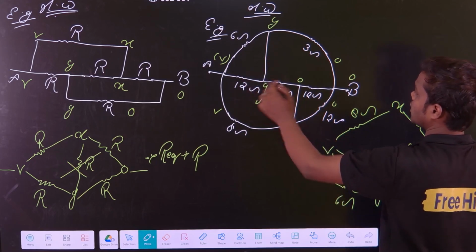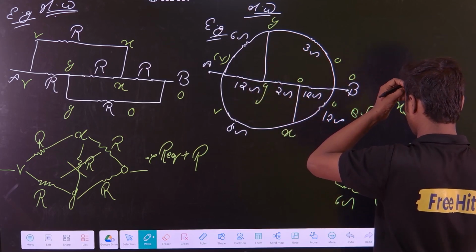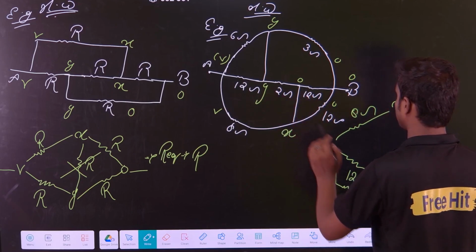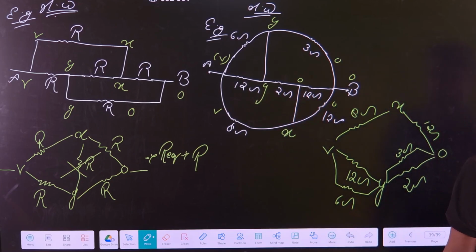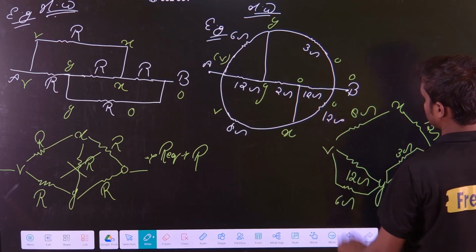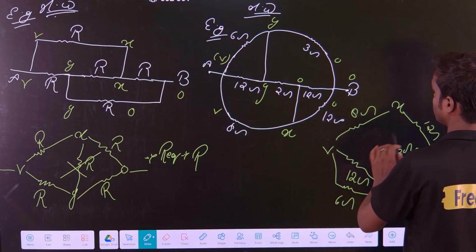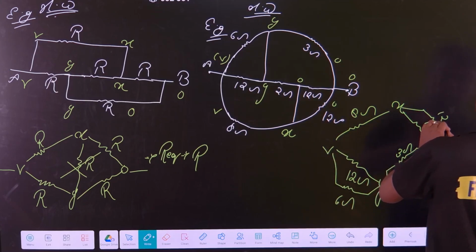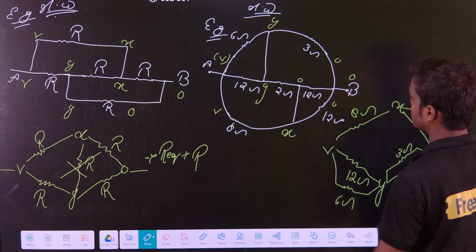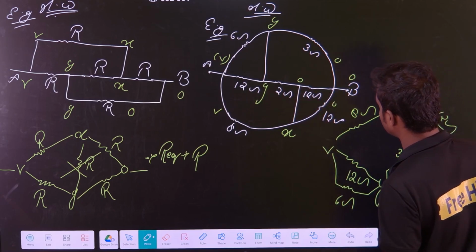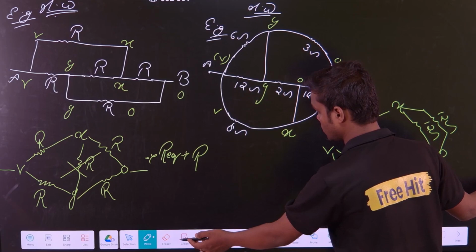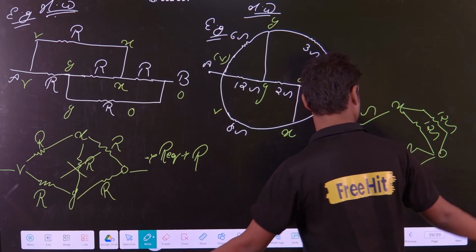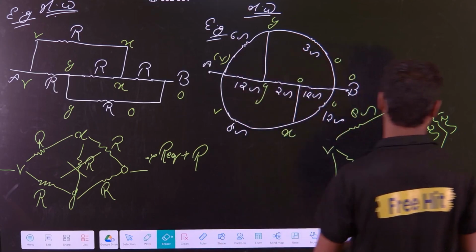So V and Y will be done. Y and 0 is also done, I think so. 0 and X is done, 12 ohm. Then 0 and X again 12 ohm. Again two 12 ohms are there. This is also 12. This is also 12. 0 and X, correct? Oh, sorry, I did something wrong.